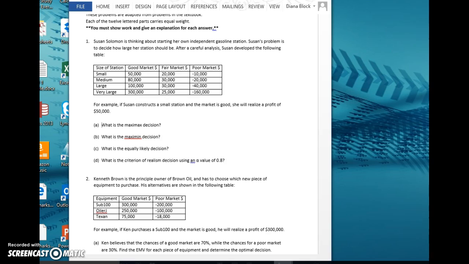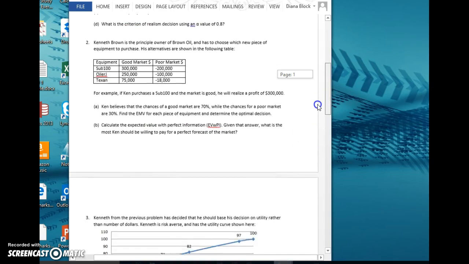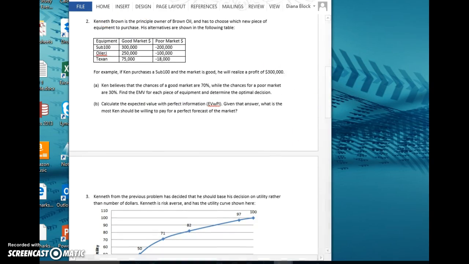So that's how you're going to solve problem 1. And that information is discussed between pages 67 to maybe 70 in your textbook. So then we're going to scroll down a bit and look at problem 2. In problem 2, we're going to talk about the concept of expected monetary value and expected value with perfect information.